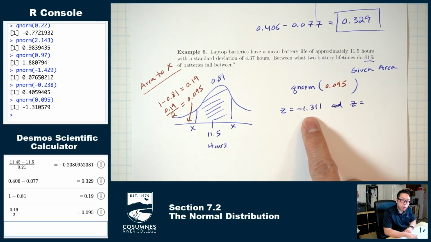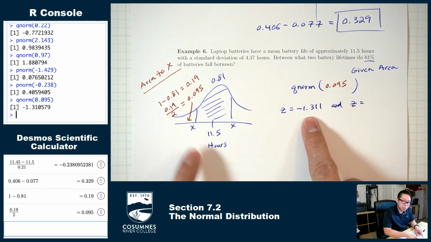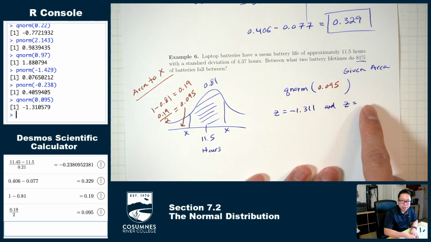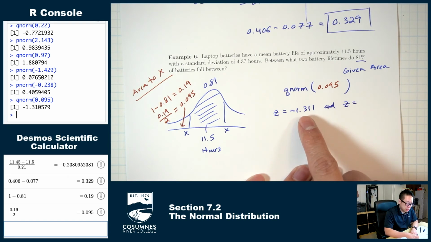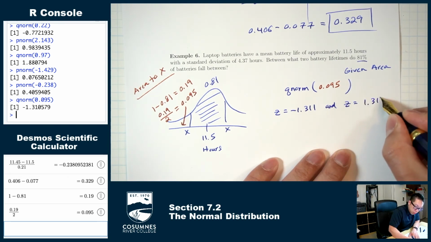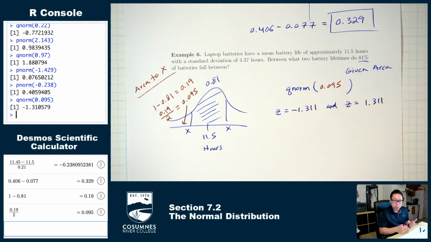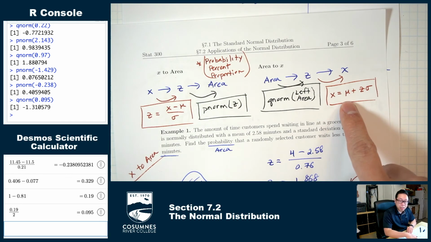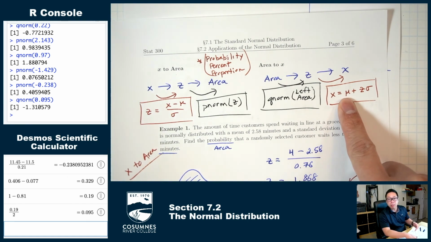If negative 1.311 refers to the left one, what do you think the right one is? It's actually just going to be the positive answer. So negative 1.311 and also positive 1.311. Okay, that's my two Z's. And now I have my Z's. I'm going to use this X formula, X equation for both my Z's, and that should give me my two X's.